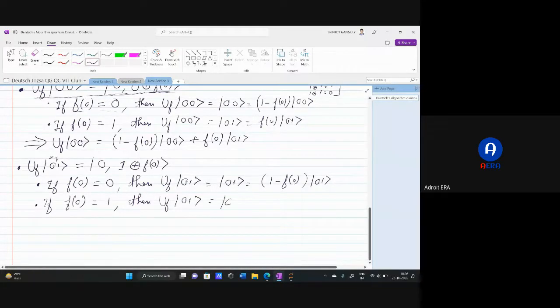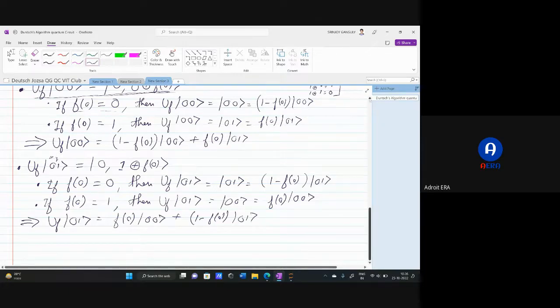Okay, ket 0 0 we will get, and then f of 0 times 0 0, right? And then you can write 0 1 is equal to f of 0 times 0 0 plus 1 minus f of 0 times 0 1. Okay, so this is for the, so both are done.